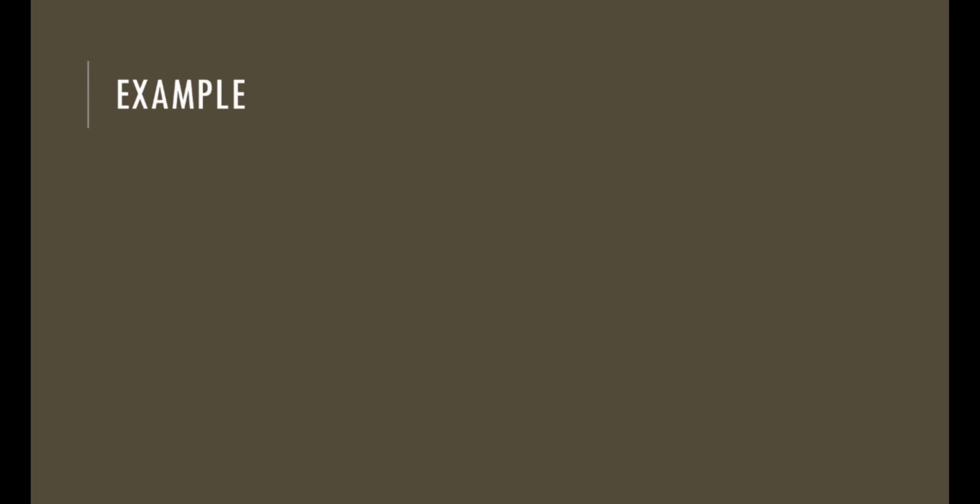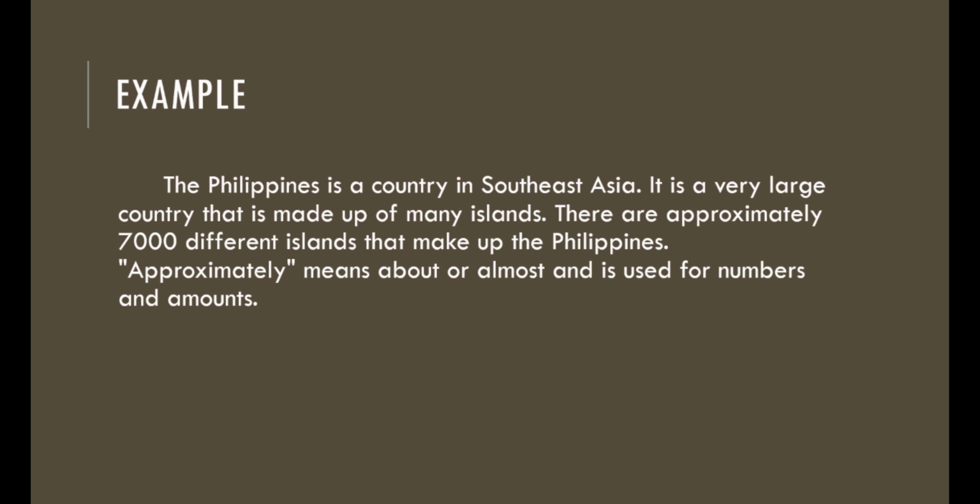Take a look at this example. The Philippines is a country in Southeast Asia. It's a very large country that is made up of many islands. There are approximately 7,000 different islands that make up the Philippines. Approximately means about or almost and is used for numbers and amounts.